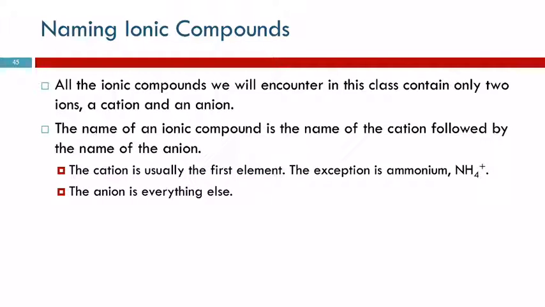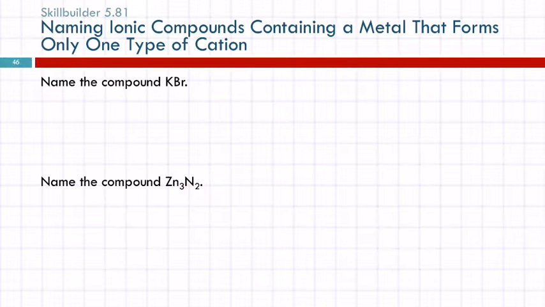So the cation's the first element, usually. It'll be a metal. The one exception is when you have this ammonium ion. And then the anion is going to be everything else. Because there are those monatomic ions, but there's also polyatomic ions. So let's look at these ones right here. Let's name this compound KBr.